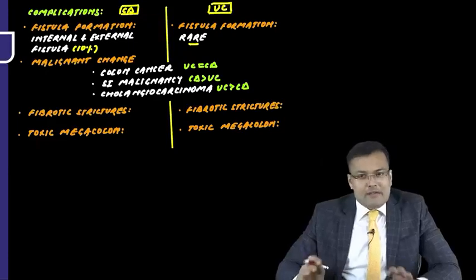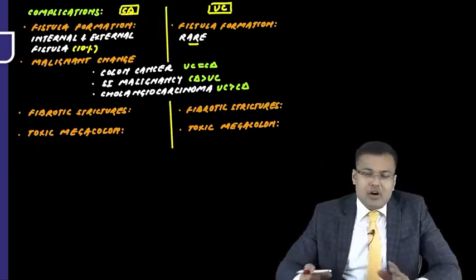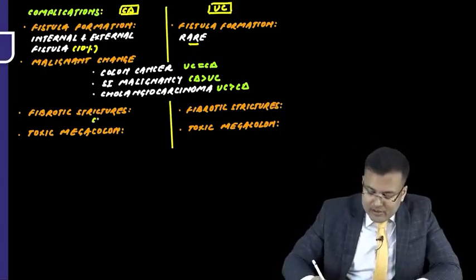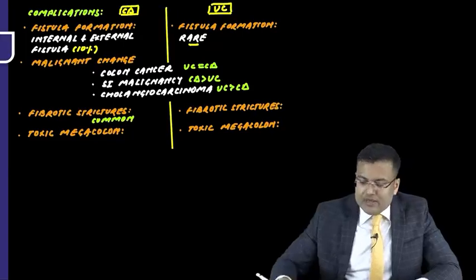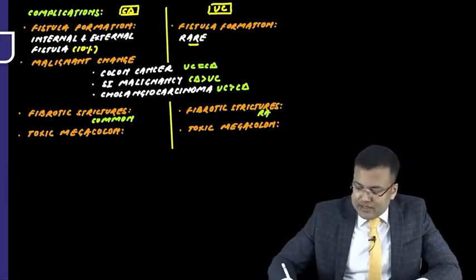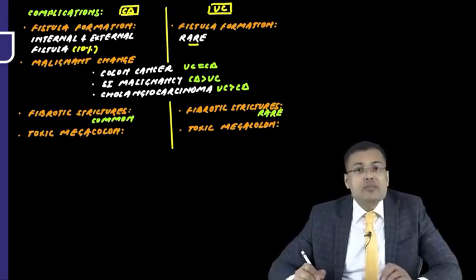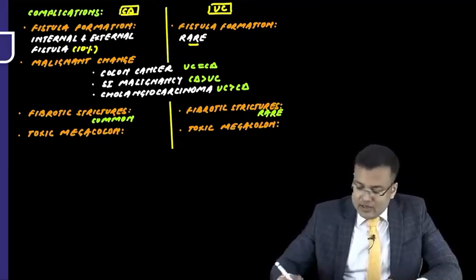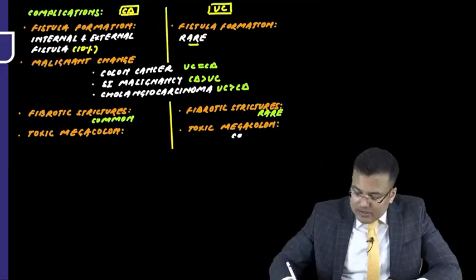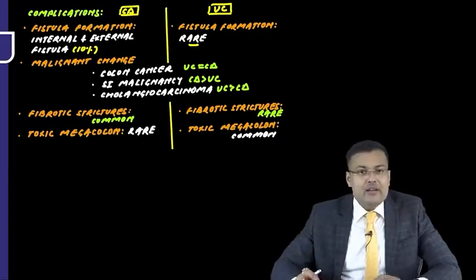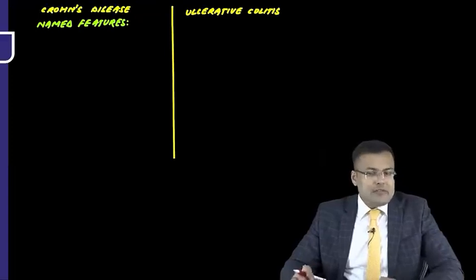Now coming back, fistula, strictures, fibrosis, all these are more common in Crohn's. So here, fibrotic strictures are common. But in ulcerative colitis, fibrotic strictures are rare. And you know, toxic megacolon is more common in ulcerative colitis, but it is rare in Crohn's disease. There are certain named signs which are asked frequently in relation to Crohn's and ulcerative colitis.